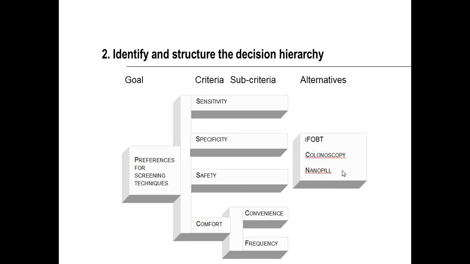So you have the nanopill, the new technology they want to compare, and they say, well, the existing alternatives that we want to compare the nanopill with are the FOBT, a stool test to detect blood in the stool, which could be an indication that a patient could have colorectal cancer, or the colonoscopy. And then they were deciding about the different decision criteria they want to use.